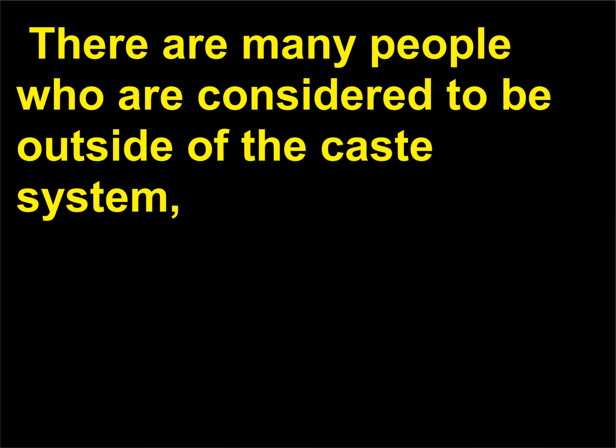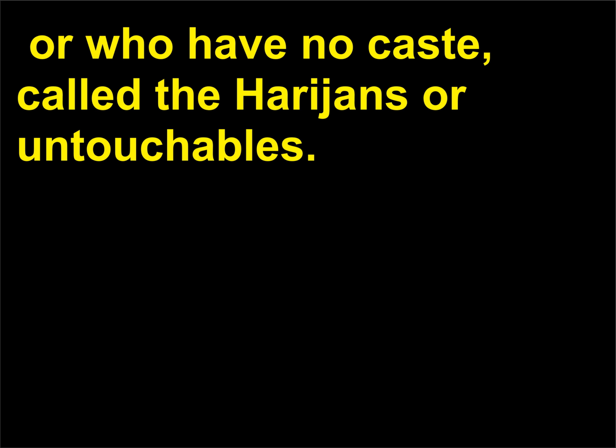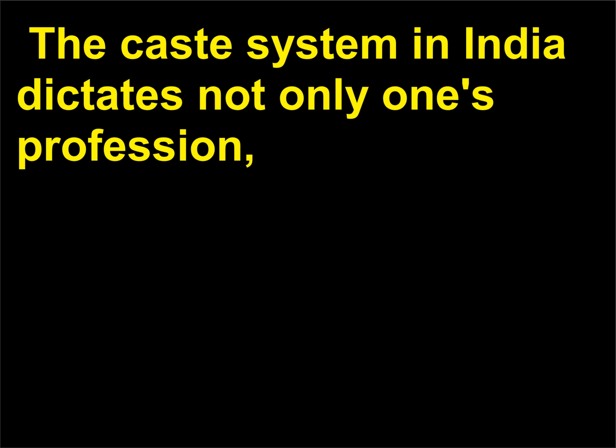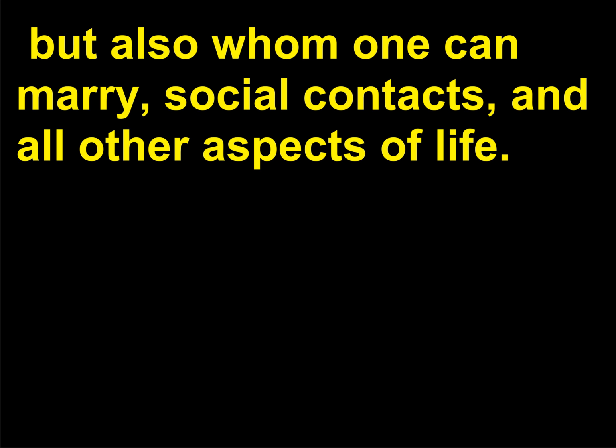There are many people who are considered to be outside of the caste system, or who have no caste, called the Harijans or untouchables. The untouchables serve the most menial jobs and live literally outside of the social class system. The caste system in India dictates not only one's profession, but also whom one can marry, social contacts, and all other aspects of life.